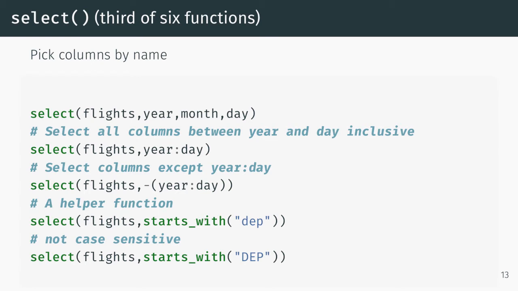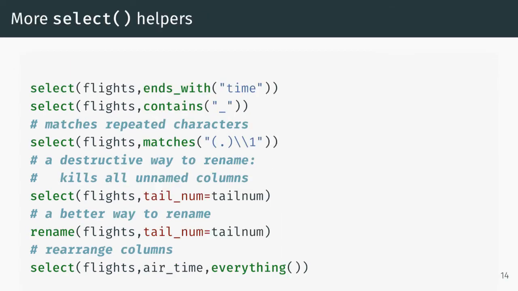Here's a helper function, so there are about 6 or so helper functions. Starts with dep gives us the names that start with this string. So this is just a string that the name starts with, and by default it's case insensitive. You can actually make it case sensitive. I think on the next slide I show how you can make it case sensitive. Oh, maybe not.